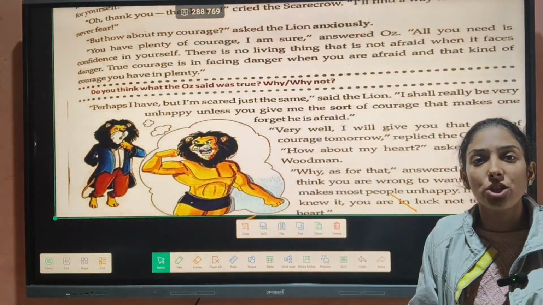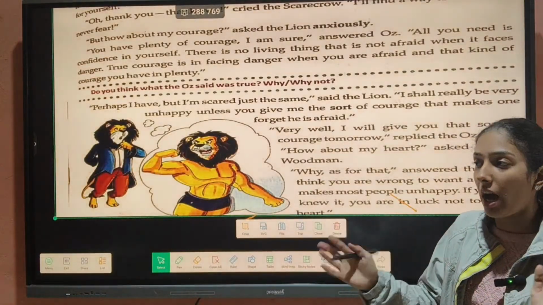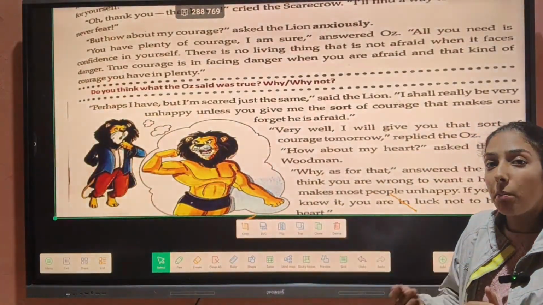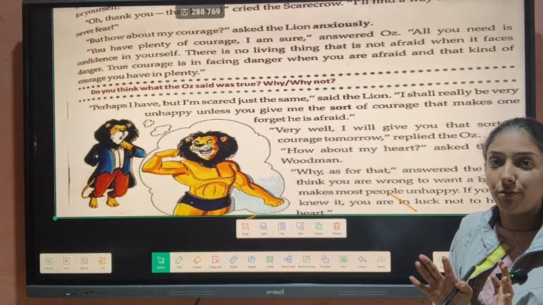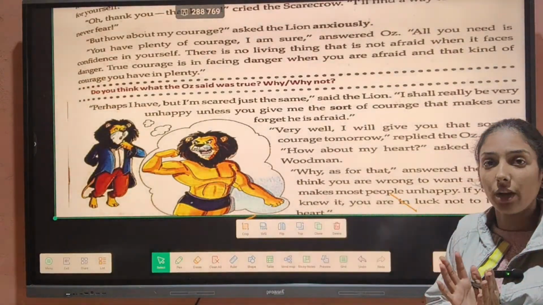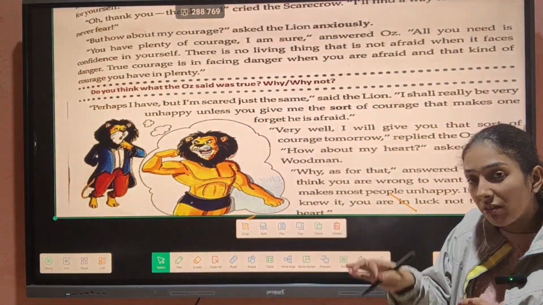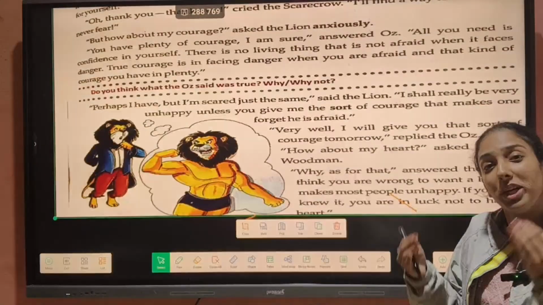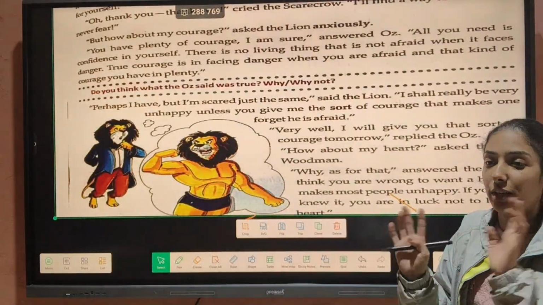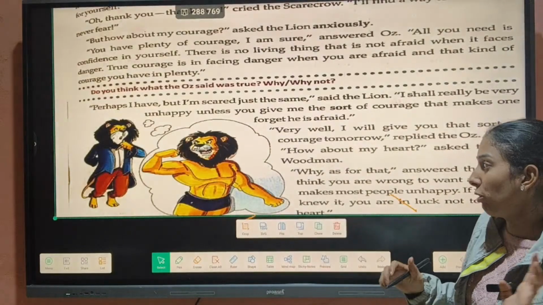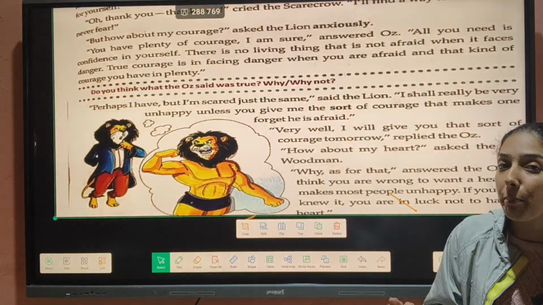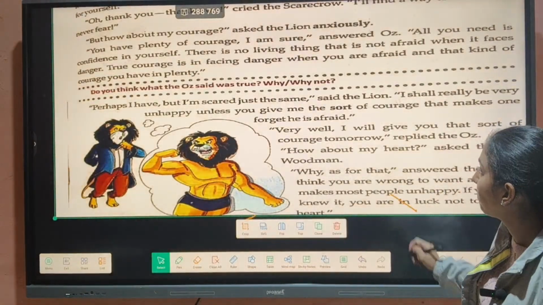That whenever any danger will come, I'll forget that I have fear of it. For example, if any lizard is in front of me and I'm scared of lizards, whenever that lizard comes in front of me, I'll forget that I have fear of it. I want that kind of courage. And I will be unhappy if you will not give it to me.